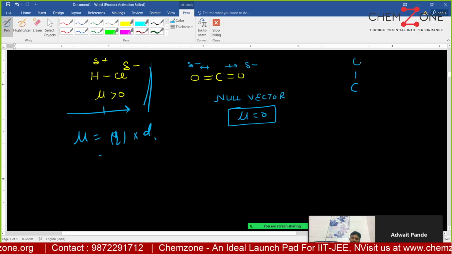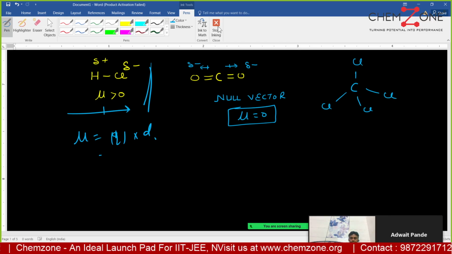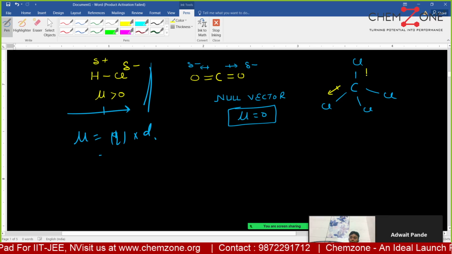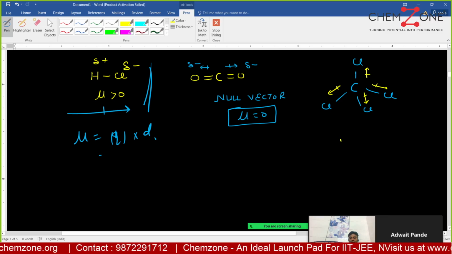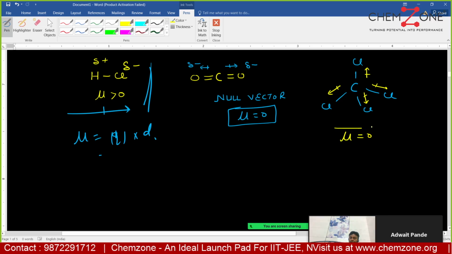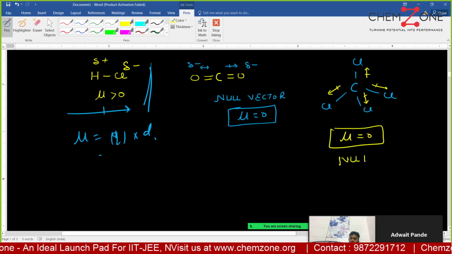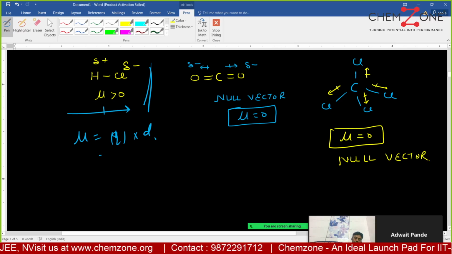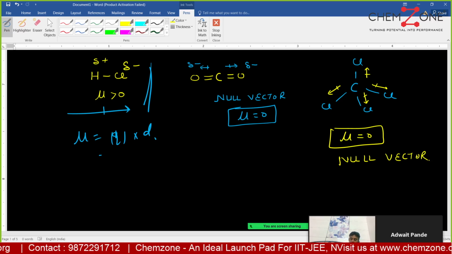Here, carbon tetrachloride. Chlorine is more electronegative than carbon. Pulled toward this side, this side, this side, this side, all sides. Right? So dipole moment will again be equal to 0 because null vector is operating over here. Am I clear?